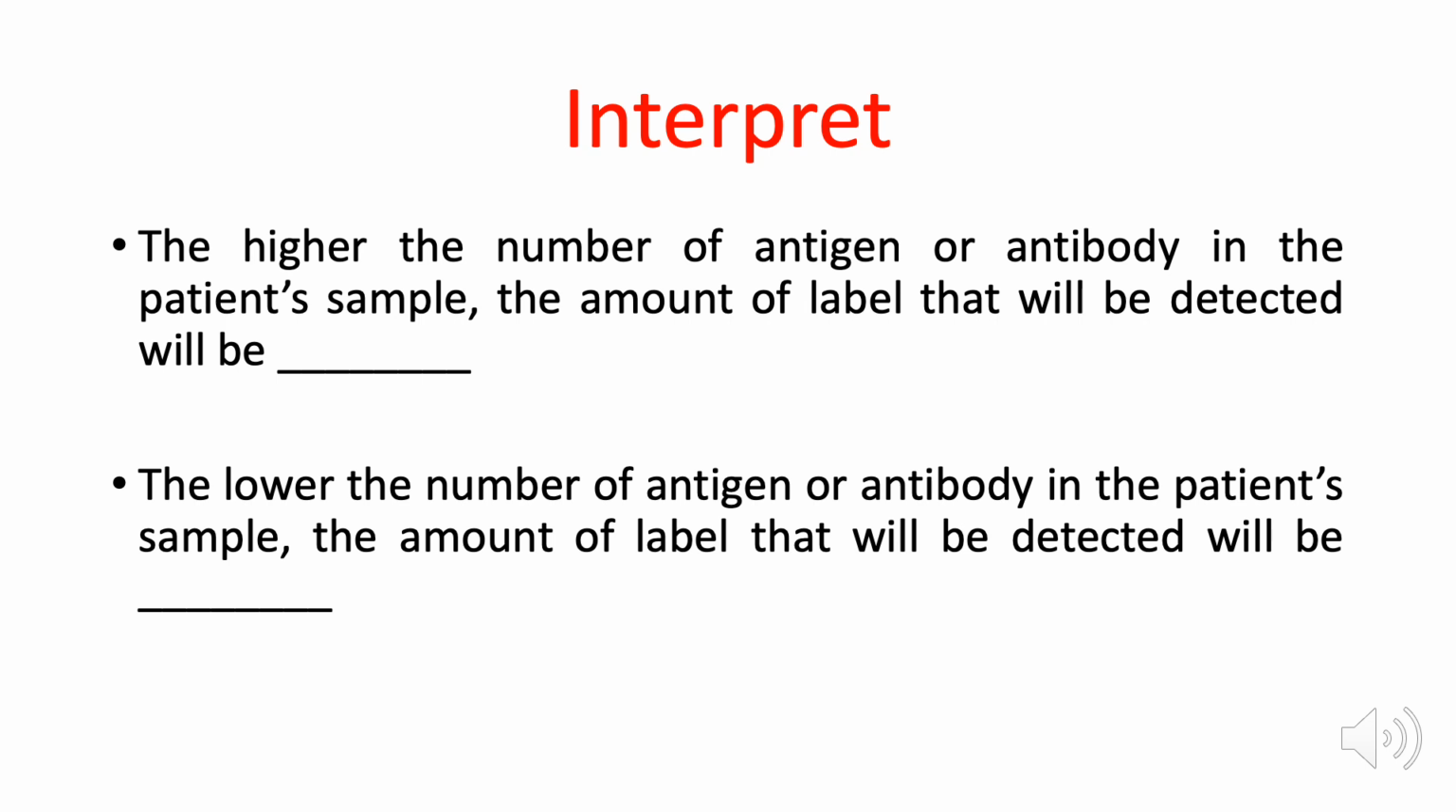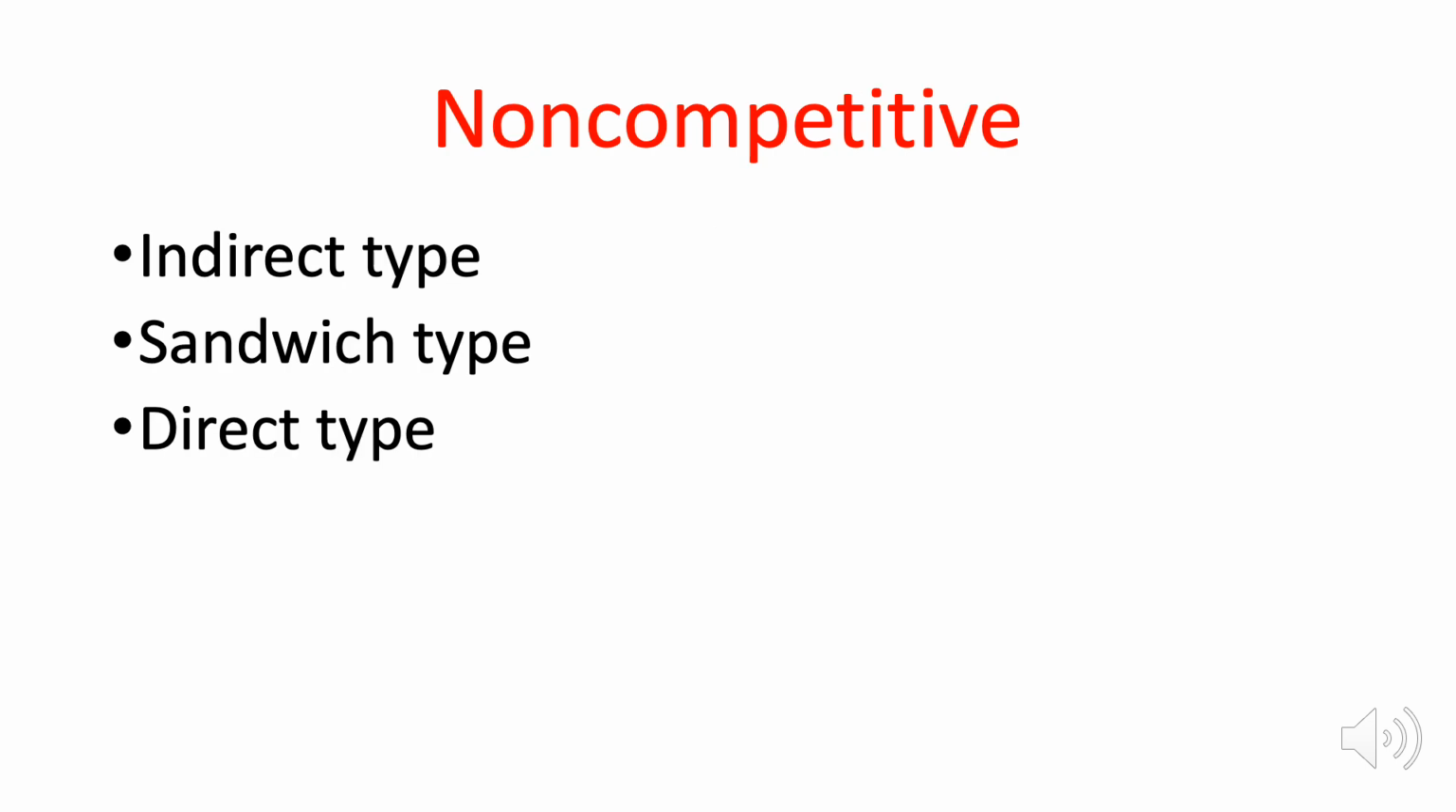Primary immunoassay can also be non-competitive. So there's no need for a known antigen or antibody to compete with the patient's antigen or antibody. And non-competitive primary serological tests can be classified as indirect, sandwich, or direct.